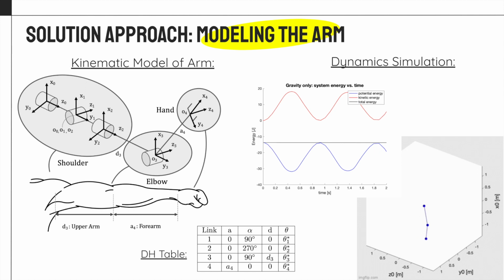With this model, we derived the dynamics of the system using the Lagrangian method. The simulation on the right shows the system moving under the influence of gravity. We validated the dynamic equations by showing conservation of total system energy. In the plot, kinetic energy is shown in red, potential energy in blue, and the total energy, which is constant throughout the simulation, in black. The dynamic equations allowed us to appropriately gravity balance the arm, which we will discuss next.